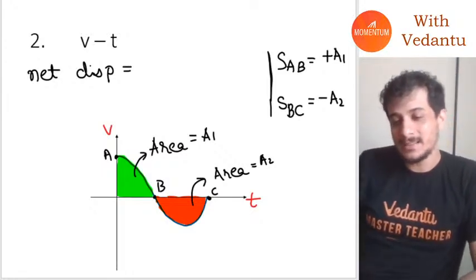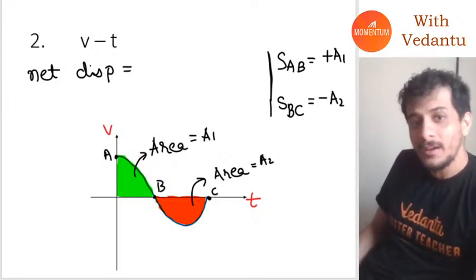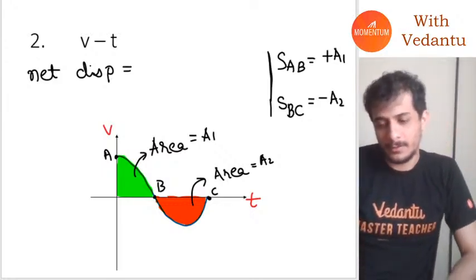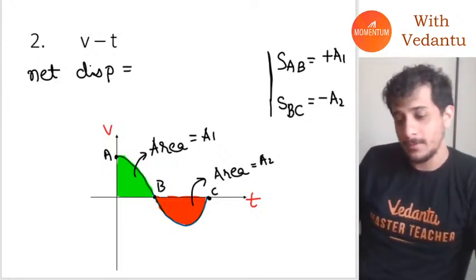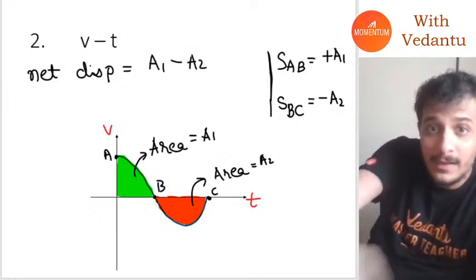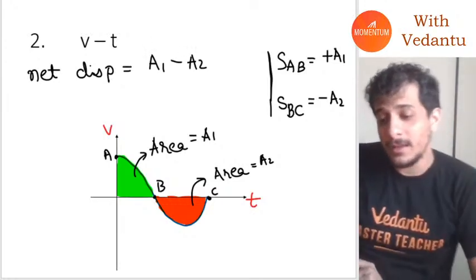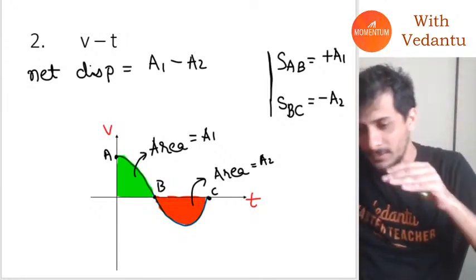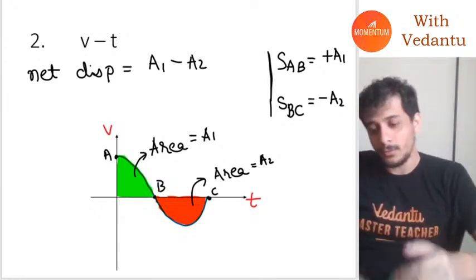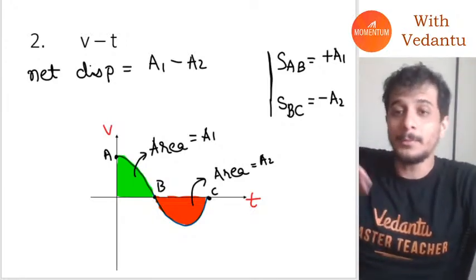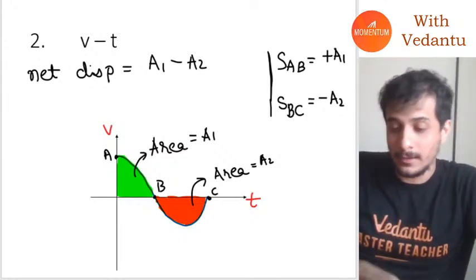Tell me, guys. If I ask you the net displacement, what will it be? A1 plus A2, or A1 minus A2? Correct. Net displacement will be A1 minus A2. Ghanshyam, here I'm taking area as the magnitude of that area. I'm always going to consider area as positive. Displacement will either be positive area or negative area.